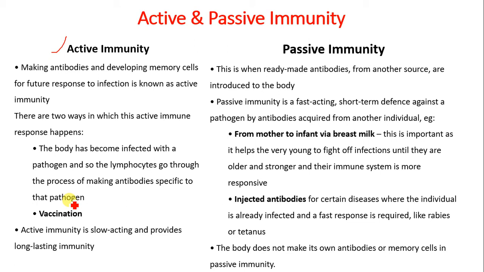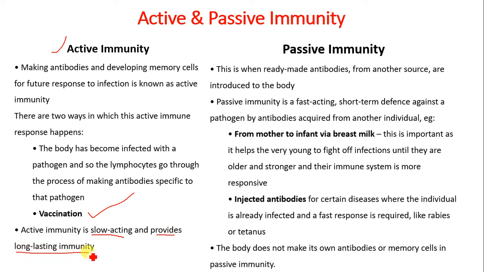Another way in which active immunity can be formed is through vaccination. Active immunity, however, is slow acting, but it provides long-lasting immunity. Take note of this in case they ask you the difference between active and passive immunity. Active is slow acting and it provides long-lasting immunity.